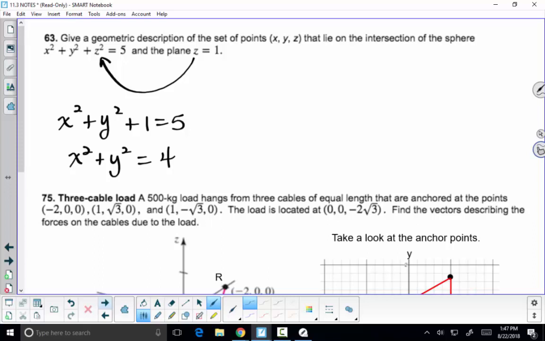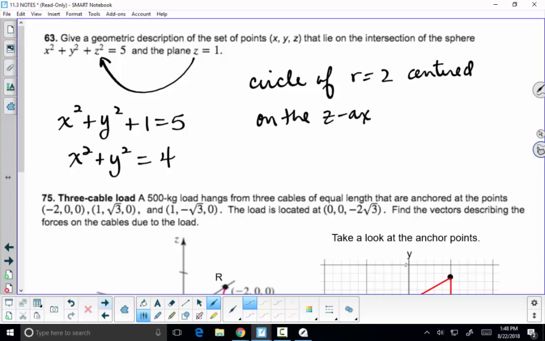So when that plane intersects, that tells us that all the points on that intersection have a height of 1. So we're going to have a circle of radius 2 centered on the z-axis at a height of 1. Does that make sense to everybody?